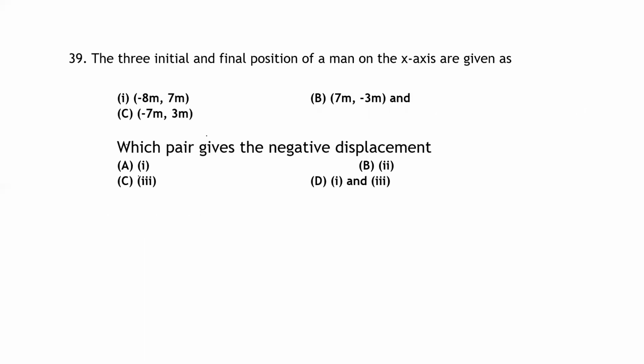Then next question, solving again. The initial and final positions of a man on the x-axis are given. Here you can see the three cases they have given. First, minus 8 m is the initial and 7 m is the final. Second, 7 m is the initial and minus 3 m is the final. Third, minus 7 m is the initial and 3 m is the final. How to do this? See here.